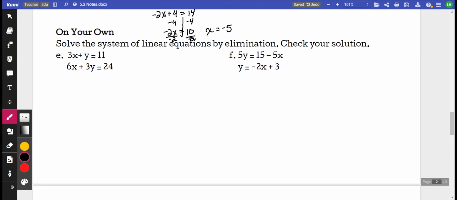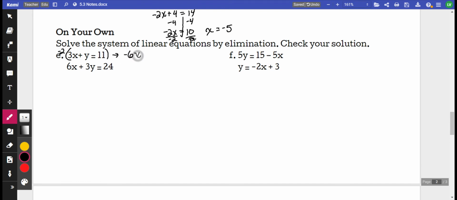So let's try this on your own. We're going to solve the system of linear equations by elimination and check the solution. All right, 3x plus y equals 11. 6x plus 3y equals 24. Well, we have to multiply to get the same coefficient. You can either multiply and make the x's the same or the y's. I'm going to choose the x's because I just have to multiply by a negative 2. The y's I could have multiplied by negative 3. That would have worked.